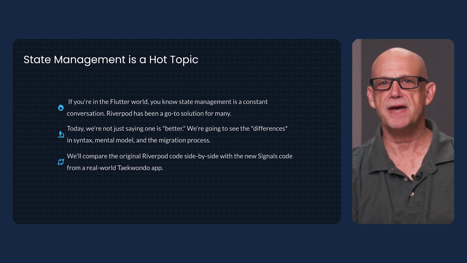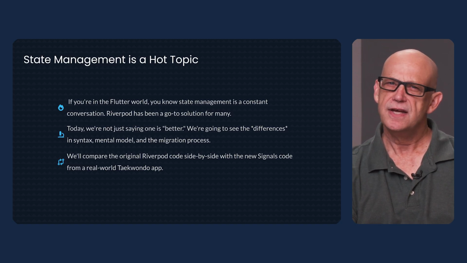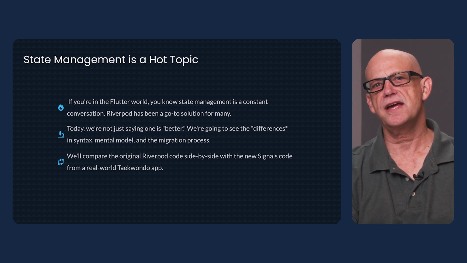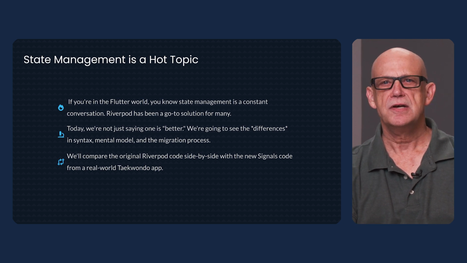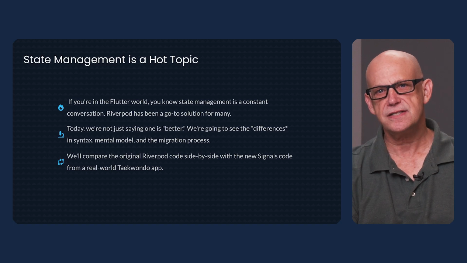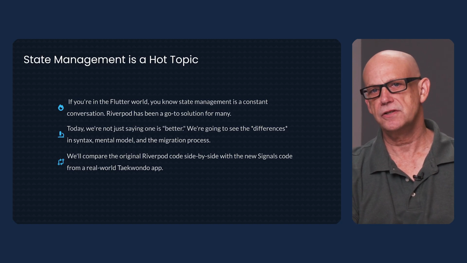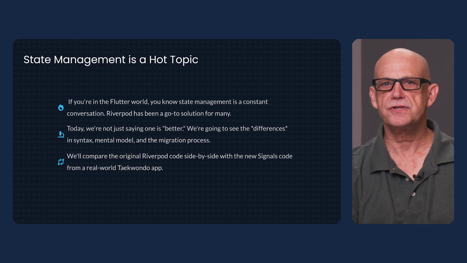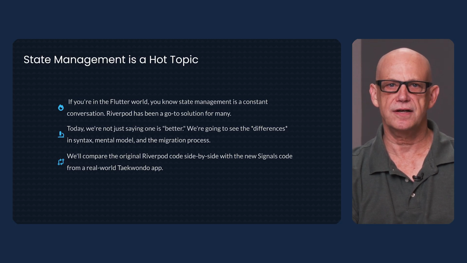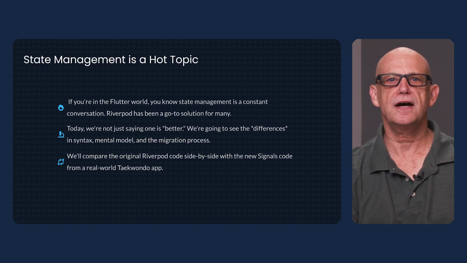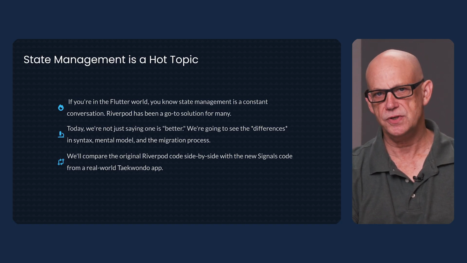We'll look at how I was managing state with Riverpod, and then see how I converted that same logic to use the Signals package. The goal isn't to say one is better than the other, but to show you the differences in syntax, the mental model, and what the migration process actually looks like. We'll compare the original Riverpod code side by side with the new Signals code. We'll focus on setting up simple signals and computed signals.